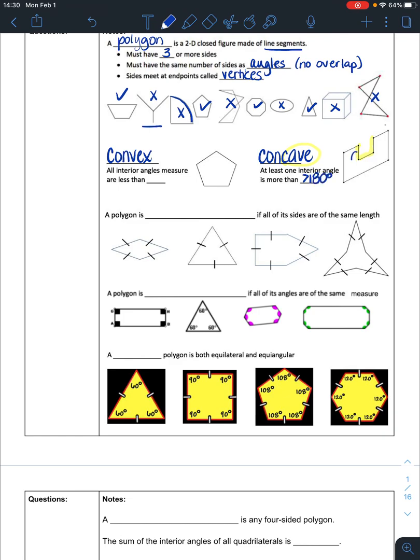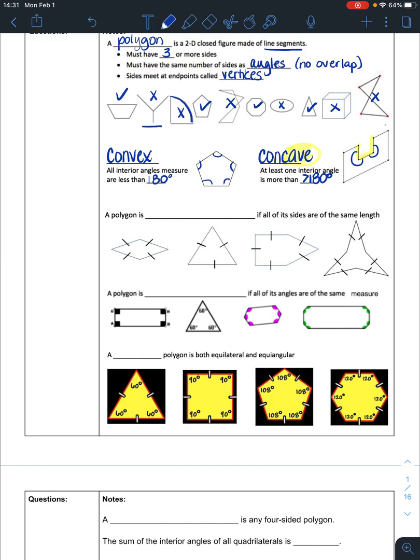So you're looking at these interior angles. That interior angle is about 270 degrees. That interior angle is the same, 270 degrees. So if it has an angle bigger than 180 on the inside, then it is concave. For convex, all the interior angle measures are less than 180 degrees. So each of these interior angle measures is less than 180 degrees. So remember that concave caves in.